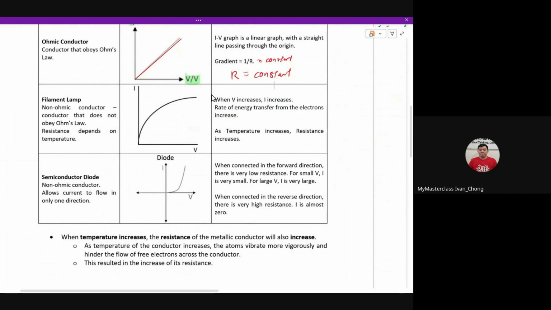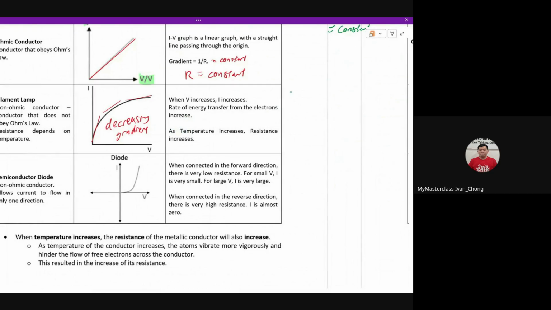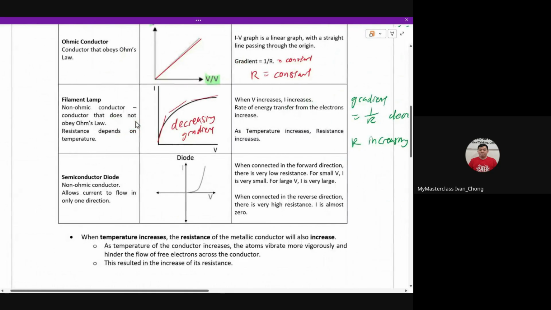Does that make sense? You can see over here, my gradient is decreasing. And don't forget, your gradient is 1/R. Since 1/R is decreasing, R must be increasing. So in this case, when temperature increases, resistance increases. This is mostly for your filament light bulb. If you keep heating it up, your resistance will increase over time.